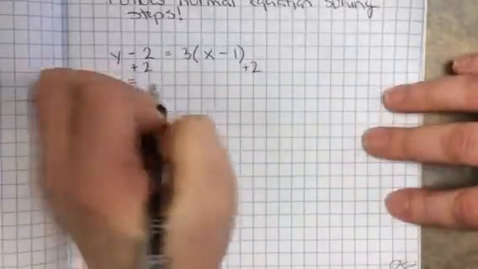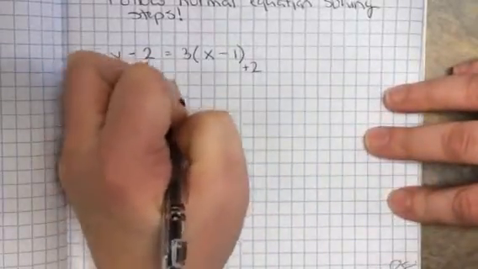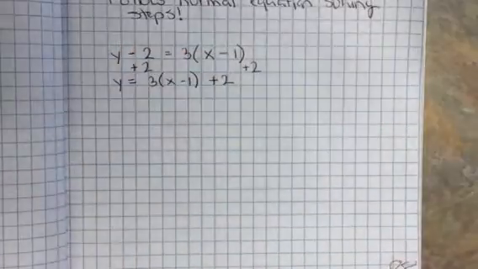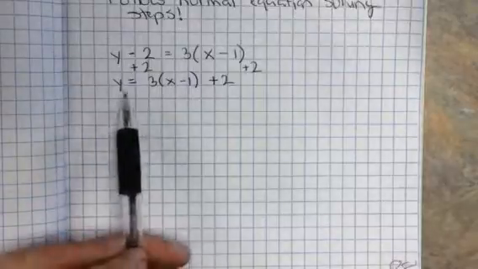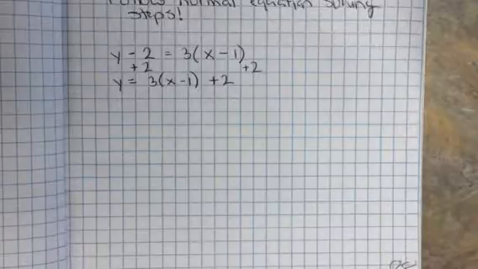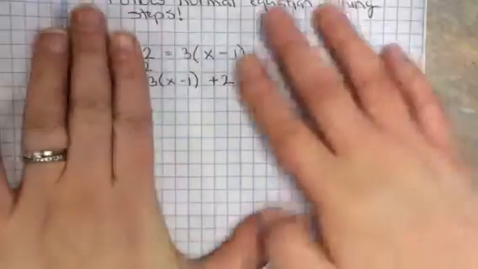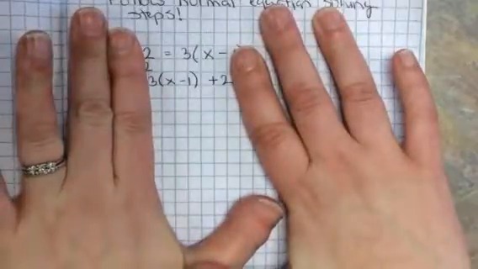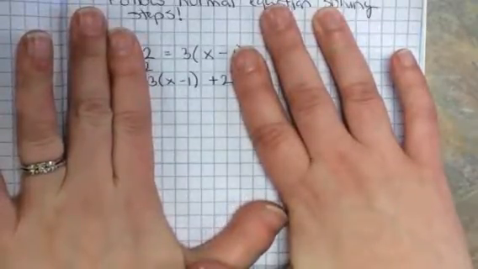But now I've got this whole mess over here that I'm adding 2. 3 times x minus 1, and then I just added 2 to it, right? So the y is by itself, but that doesn't look like slope-intercept form. Oh, no. Think solving equations for a minute. Can I simplify that?